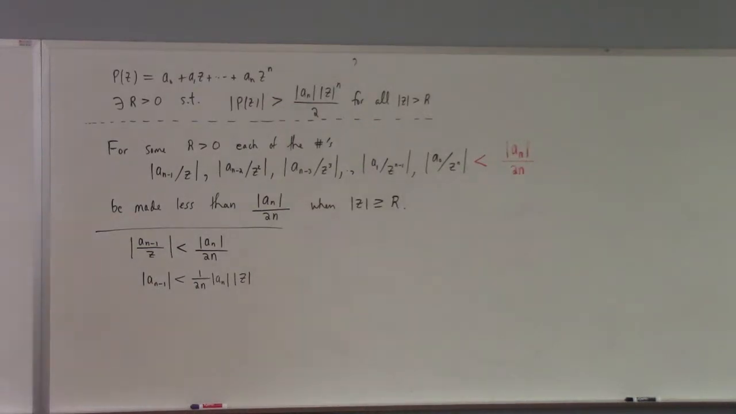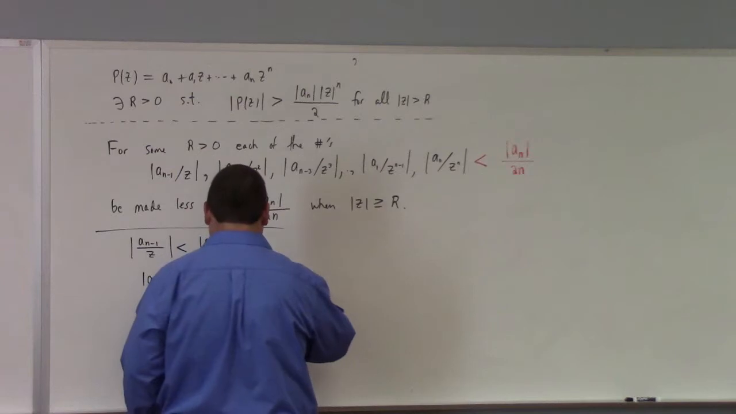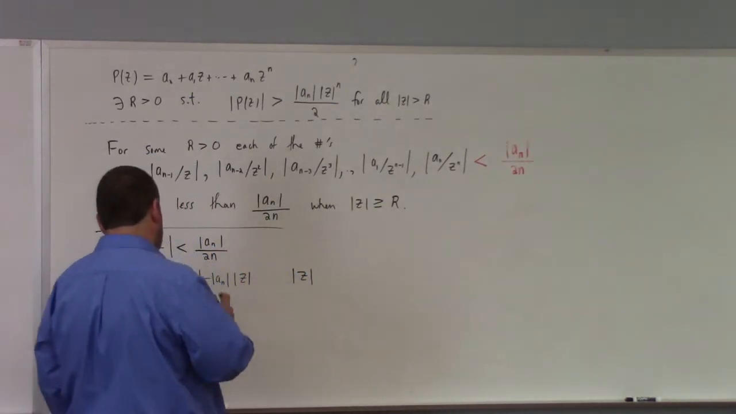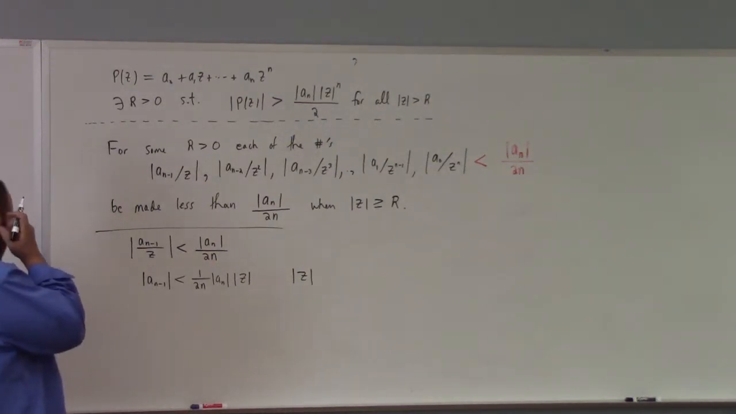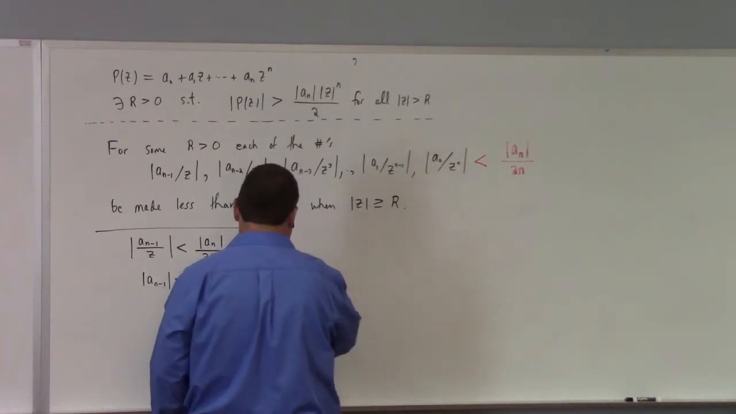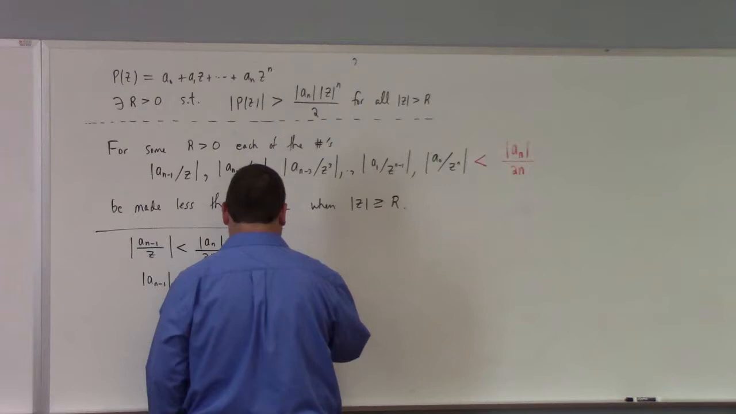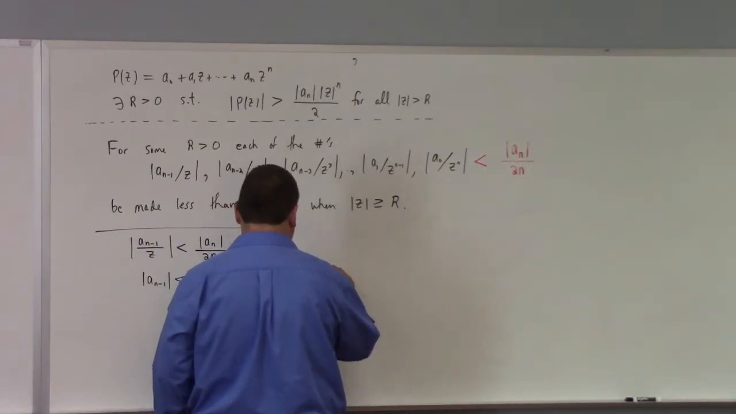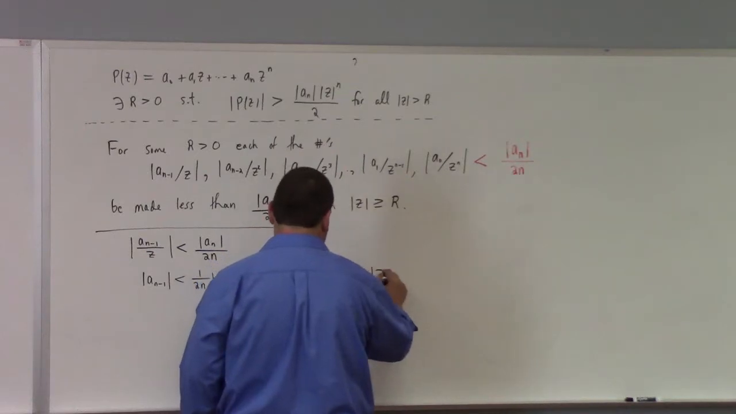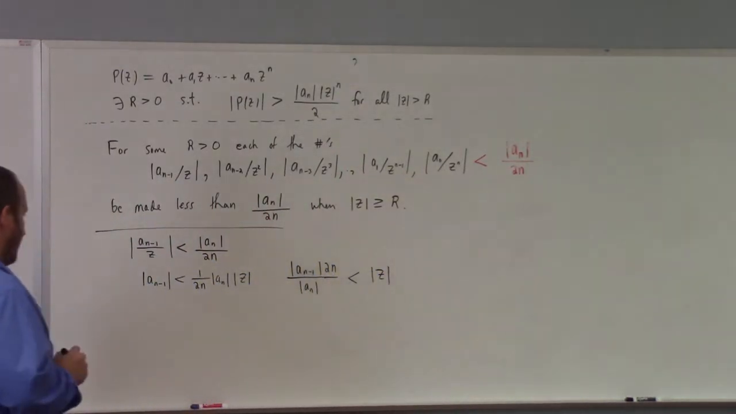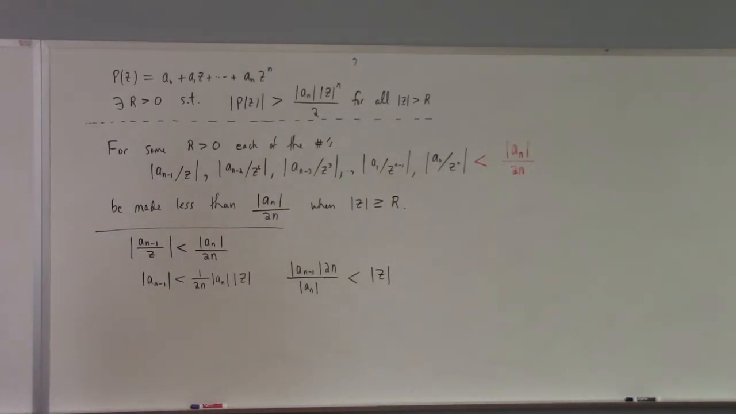Perhaps I should just solve this for z. Modulus of a sub n minus 1 over modulus of a sub n, times 2n, has to be less than the modulus of z. And n is fixed here. I'm not thinking about a limit as n goes to infinity or anything like that.